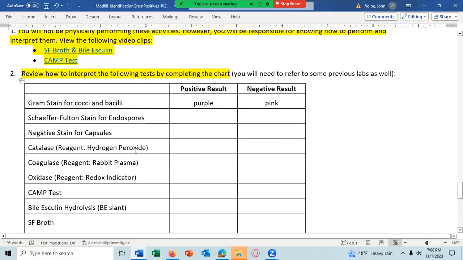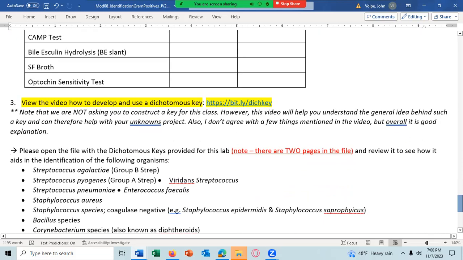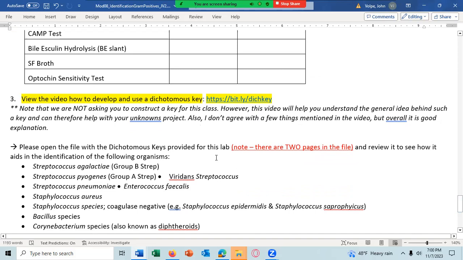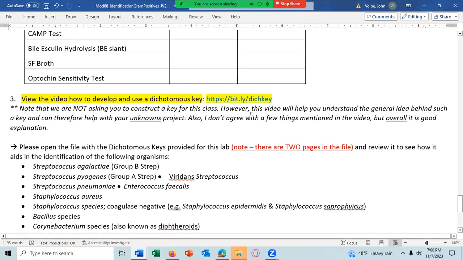And do that for each of these different tests. Any question about any of that? You can view the video on how to develop and use a dichotomous key. I suggest you do that unless you're very familiar and very comfortable with using a dichotomous key. You must use dichotomous logic in your unknown project. If you're very comfortable, you can skip viewing that.